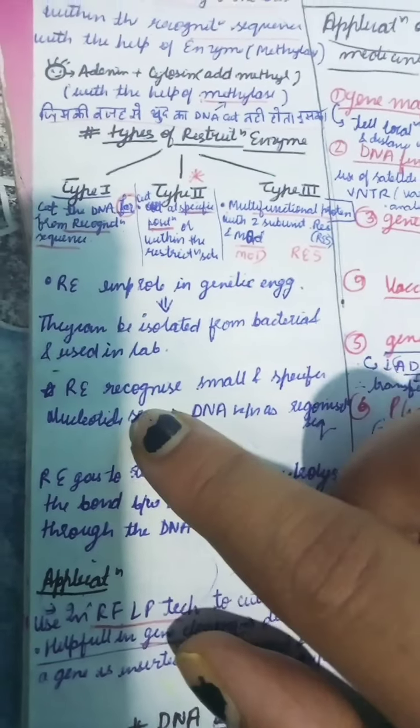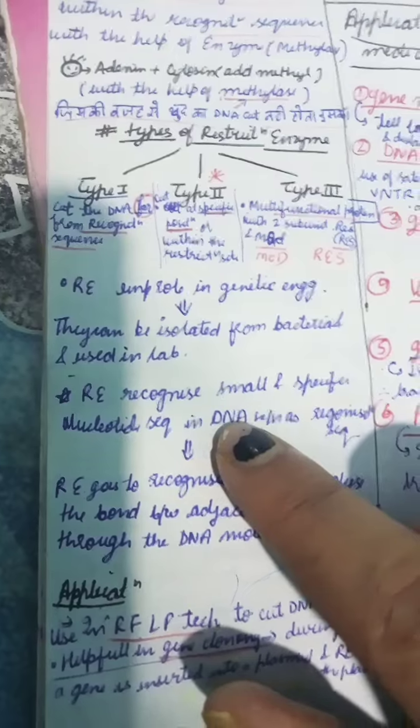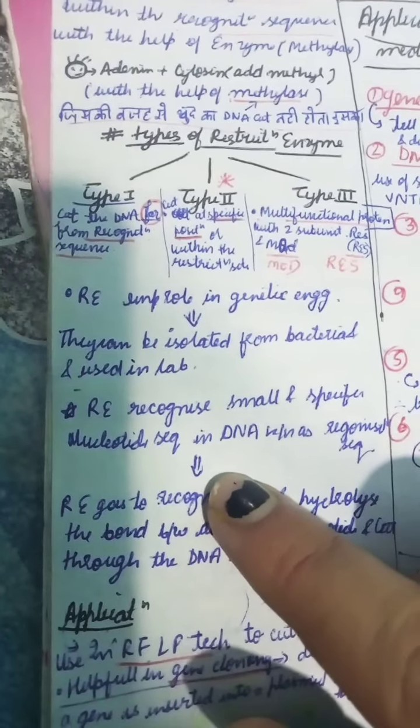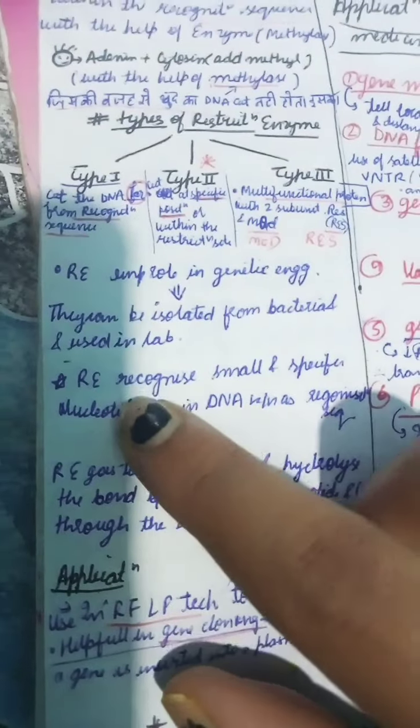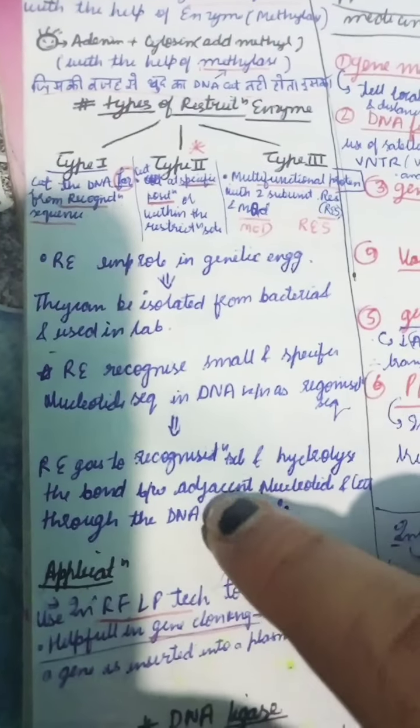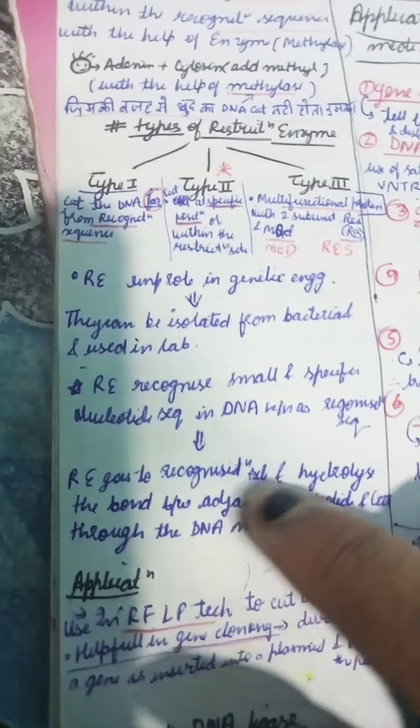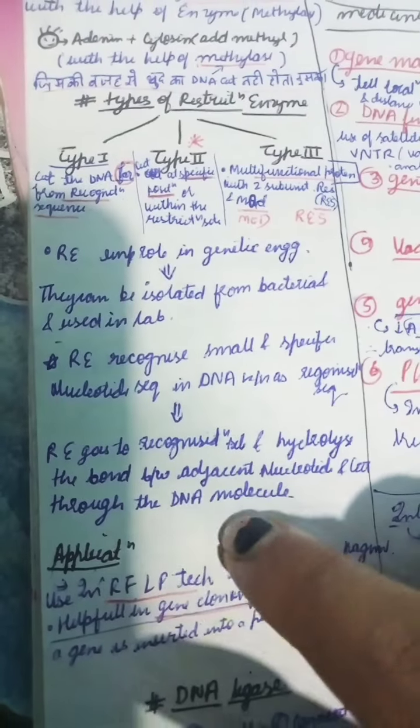They can be isolated from the bacteria in the lab. Restriction endonuclease recognizes a small specific nucleotide sequence of the DNA known as the recognition sequence. At the recognition sequence the restriction endonuclease acts, and what happens is that it recognizes and hydrolyzes the bond between the adjacent nucleotides through the DNA molecule.